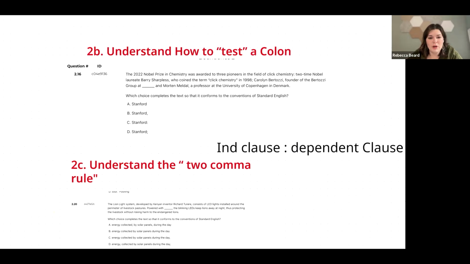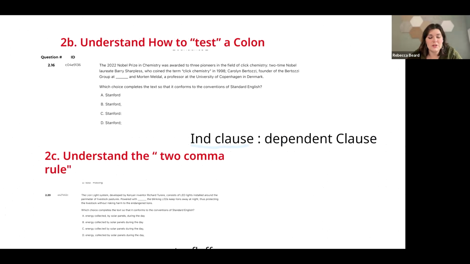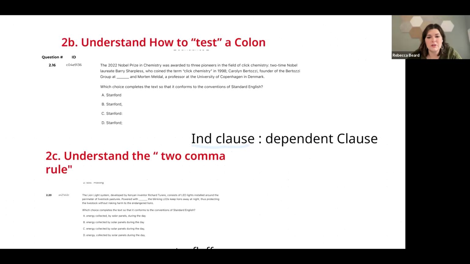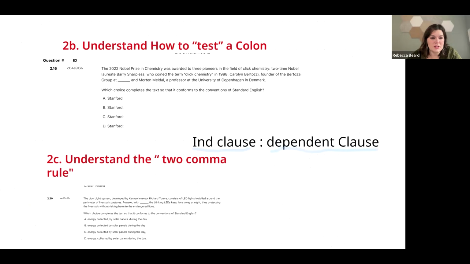So the key with this, and when I talk about colons in a class, most kids shout, it's for a list, and that's not always the case. But the way you test it is there has to be an independent clause to the left and then a dependent clause to the right. So the sentence I chose, I actually really like for this because it's highlighting a couple things. If you notice right here, there is a colon, and it shows this example really well.